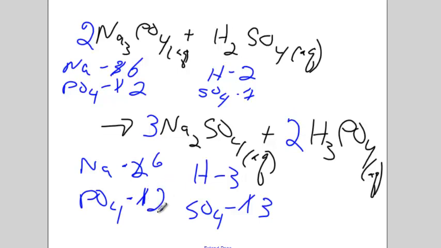Now I have 2 PO4s, and I have 6 H's. Oh, look. Let's put a 3 here. That gives me 6 H's and 3 SO4s. Look, the SO4s balanced themselves behind my back while I wasn't looking. Ha! I'm balanced. 2 moles of Na3PO4 react with 3 moles of H2SO4 to give me 3 moles of Na2SO4 plus 2 moles of H3PO4.